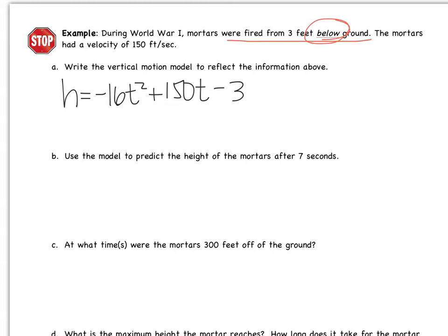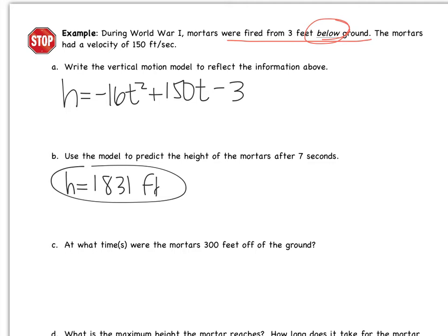Okay, so hopefully you tried these on your own. I'm not going to be showing you any work. So if you come in tomorrow with all these answers written and no work, you will not be receiving credit. For part B, you should have gotten the height to be 1,831 feet. You should have gotten this by plugging your 7 back into the original equation.